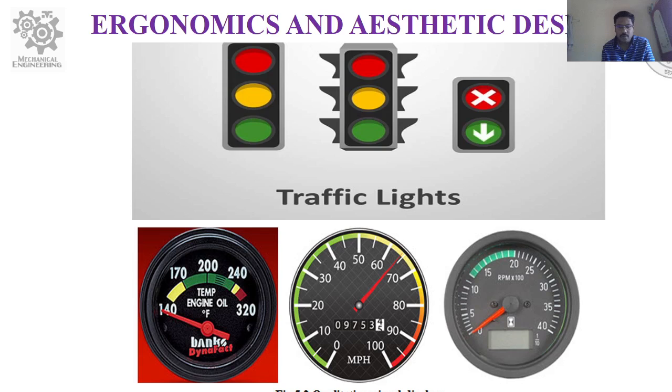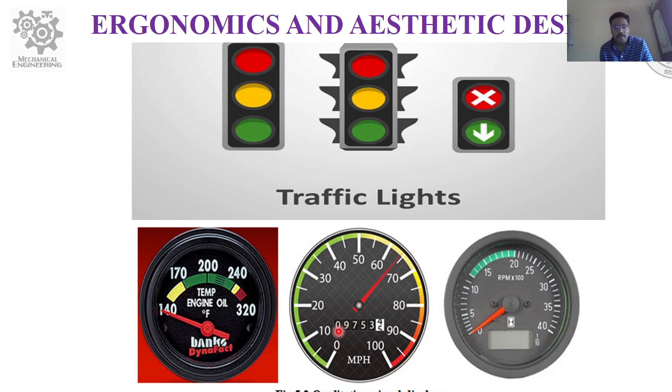In qualitative visual displays, observe here the temperature, engine oil, and other information given by dial gauges. So this is 140, 170, 200, 240, 320. Everything will be shown here. Observe here the speedometer, 0 to 100. It shows 60, 64 something here. So the speed of the vehicle is 64.